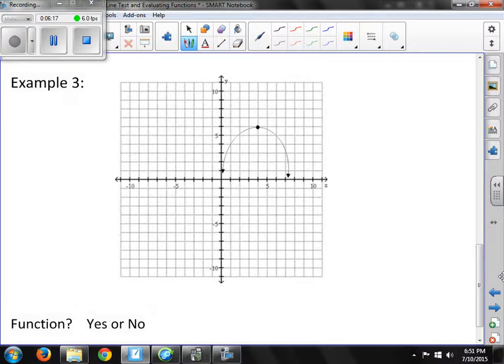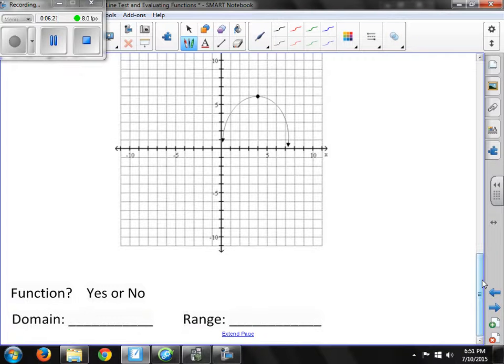All right, we have another graph. Let's do the vertical line test to see if it's a function. Vertical line, how many times does it hit? One time. Vertical line, how many times does it hit the graph? One time. One more vertical line. That wasn't very straight. How many times does it hit the graph? One time. Yes, it is a function.